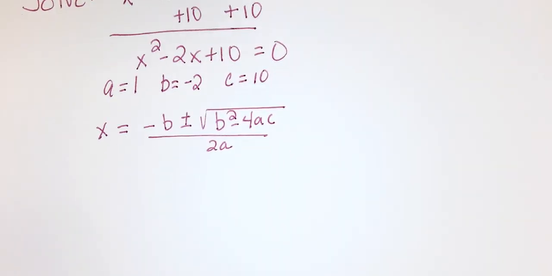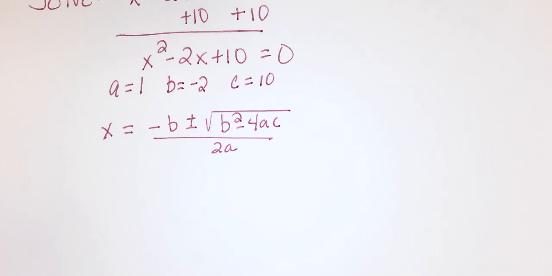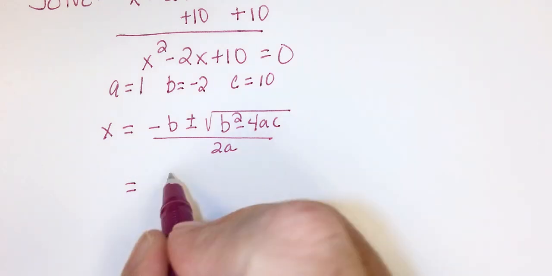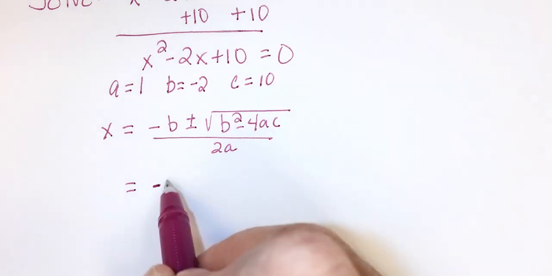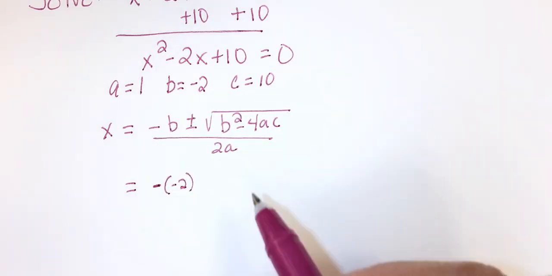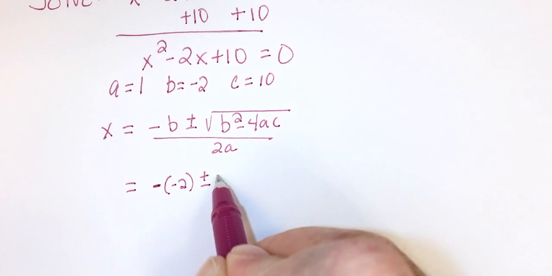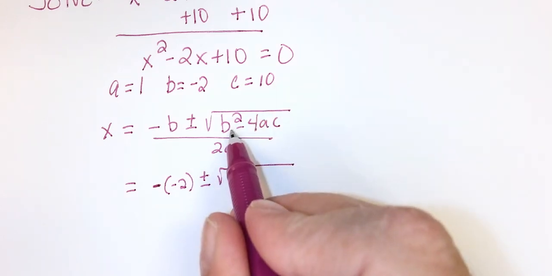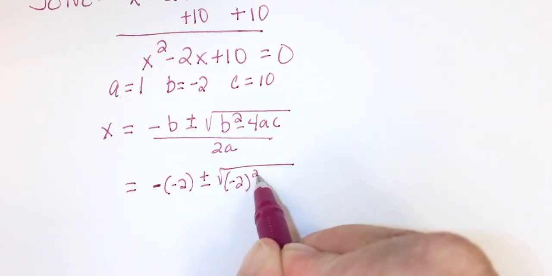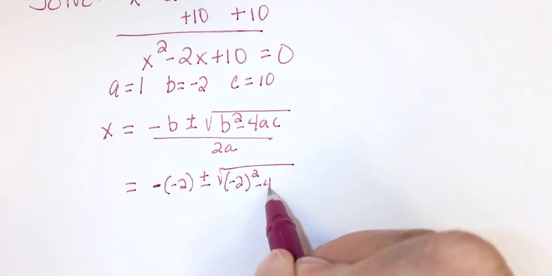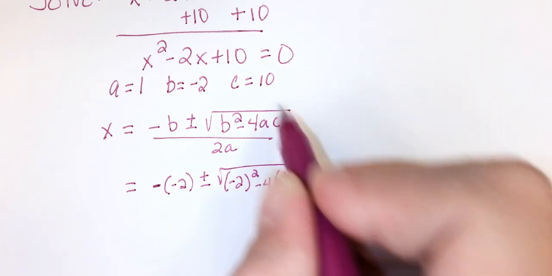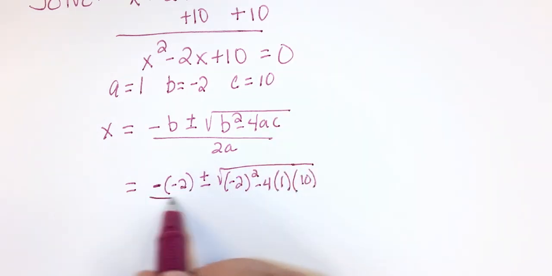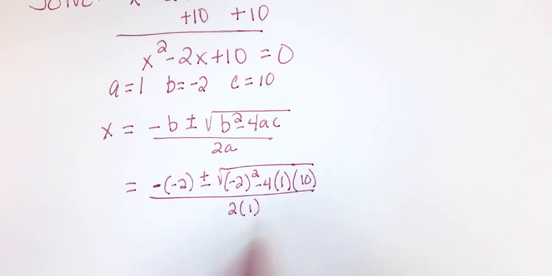Now we want to plug this in. It's very important that when you plug these into the quadratic formula that you use parentheses around each of these. So we have a minus from the formula I'm going to carry down. B is negative 2, plus or minus the square root of b squared, so we have negative 2 squared, minus 4 times a, which in our case is 1, and c, which is 10. And then that's going to be all over 2 times a, which is just 1.